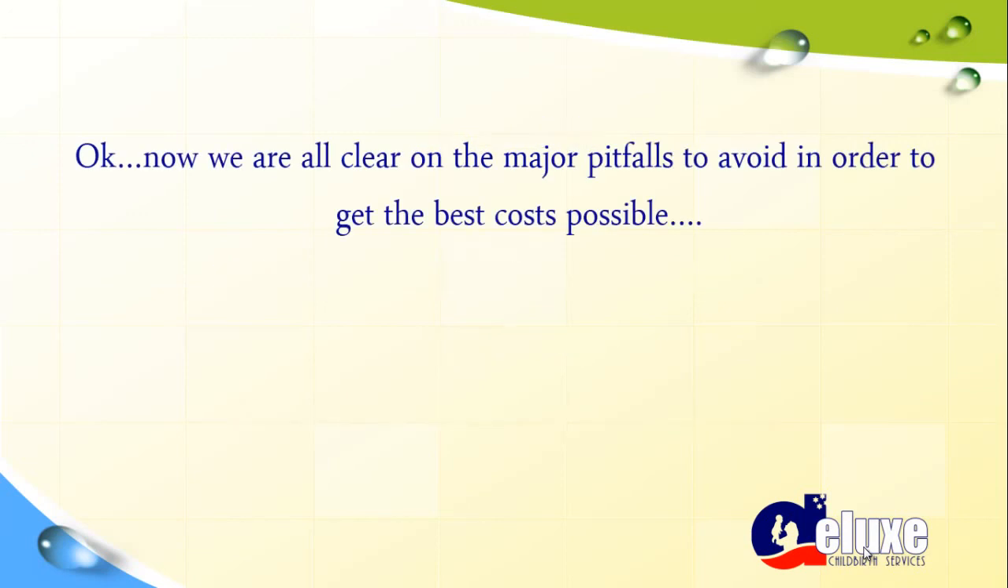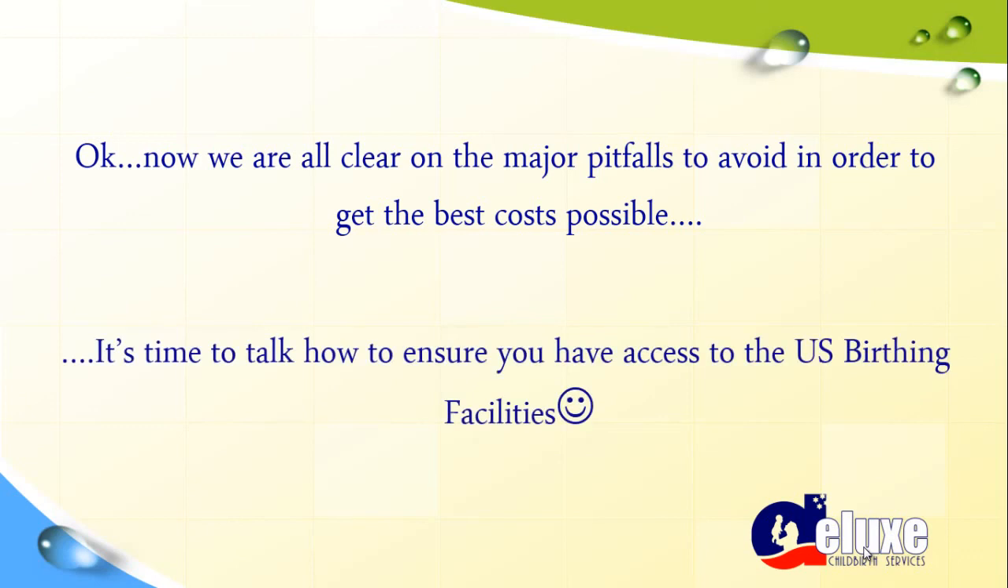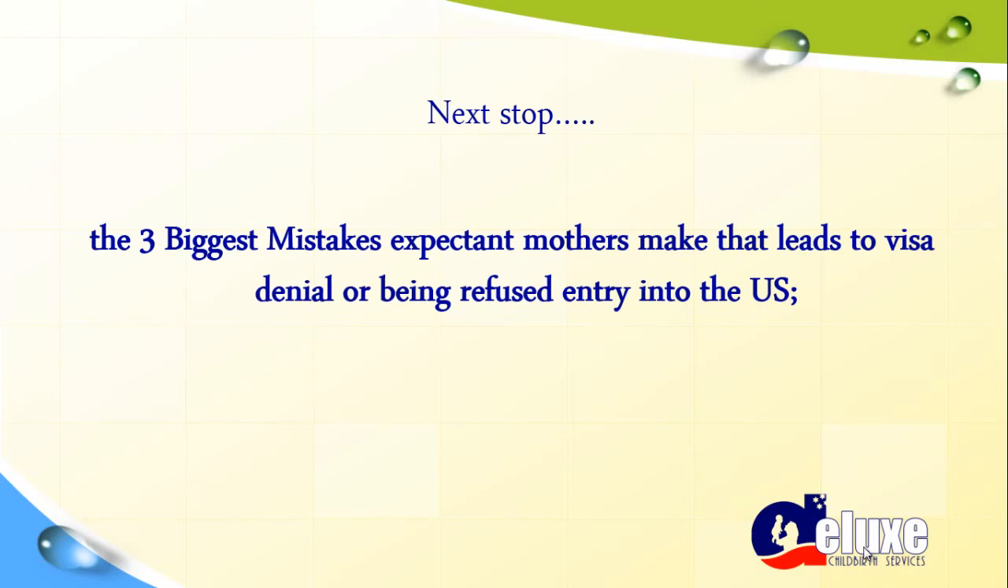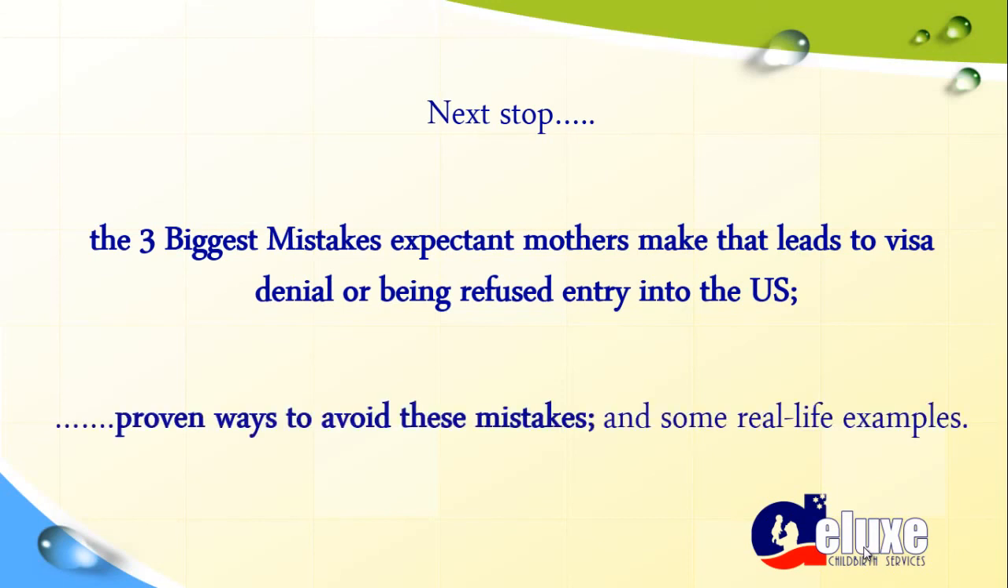Okay. Now we are all clear on the major pitfalls to avoid in order to get the best cost so you don't get any outrageous bills. You're also clear on one or two tips on where you can find childbirth deals. I'll tell you more later. I think it's time to talk about how to ensure that you have access to these facilities. Yeah, how to ensure you get a visa. So next up, the three biggest mistakes expectant mothers make that lead to visa denial or being refused entry into the US, proven ways to avoid these mistakes, and some real life examples to help you get the message faster.